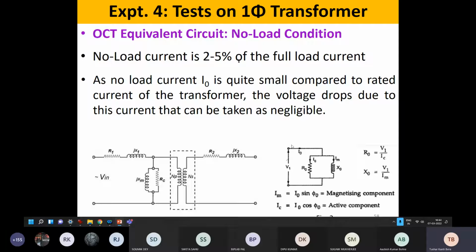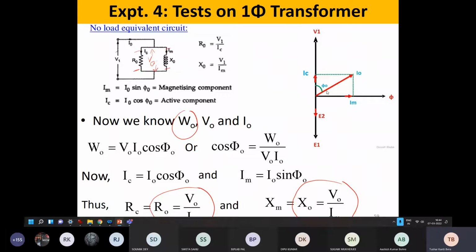In the open circuit test, the transformer input current, that is called no load current, is denoted by I0. So I0 is entering the transformer, is divided by IM and IC. So we can get these two currents as IC and IM, and resultant will be I0. So this phasor diagram will be obtained, and we can see that the voltage whatever is applied, that voltage is appearing across this and this.